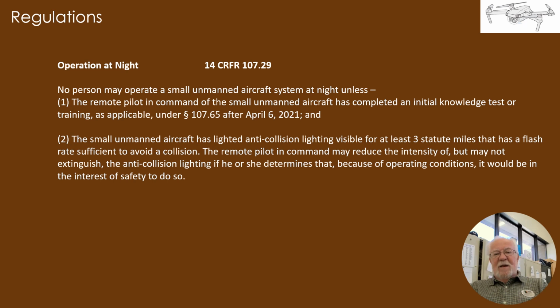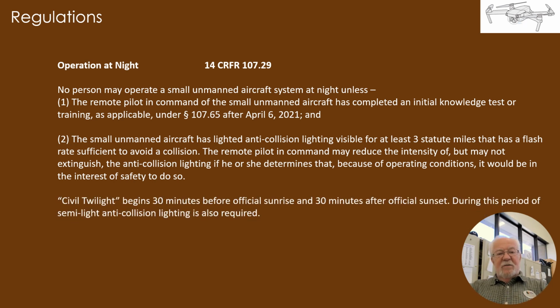The remote pilot in command may reduce the intensity but may not extinguish the anti-collision lighting if they determine that, because of the operating conditions, it would be in the interest of safety not to have it fully bright, right? Remember, you need about 30 minutes of darkness for your eyes to adjust for optimal night vision. So having really, really bright flashing lights right in front of you is going to destroy your night vision.